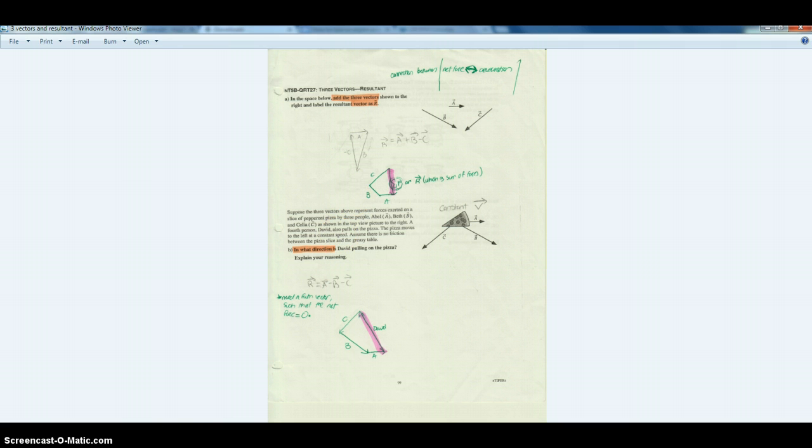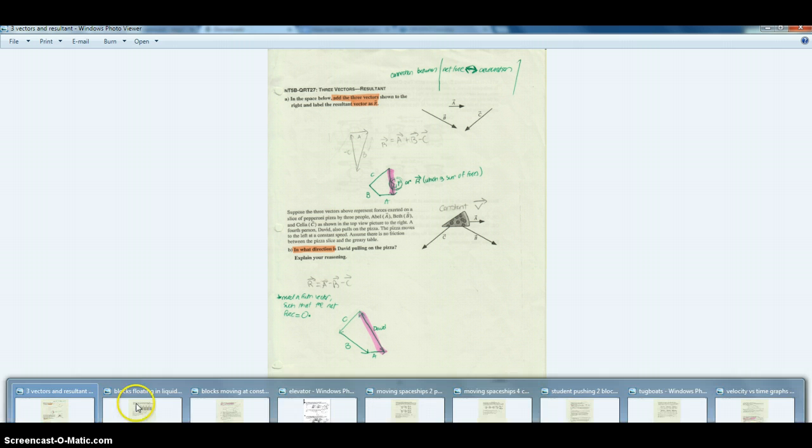Okay, for part B, I've said that David is pulling northwest because you have Abel pulling to the right, you have Cecilia pulling southwest, and you have Beth pulling southeast. So you need a fourth vector such that the net force equals 0, and that would be David. So David would be pulling northwest.